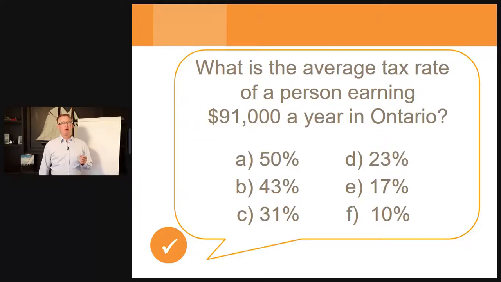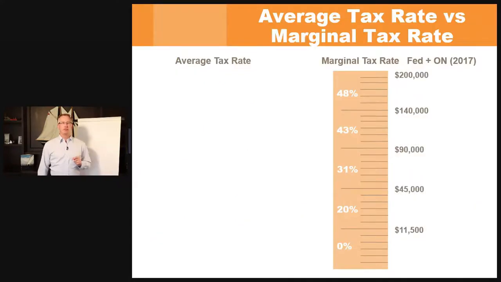So you may be wondering, what's the difference? Well, I'm glad you asked. Take out your average versus marginal tax rate worksheet and follow along, filling in the numbers as we go through the example. So first off, in the top right-hand corner, I want you to write in Fed plus ON 2017. Fed plus ON for Ontario 2017 in brackets.